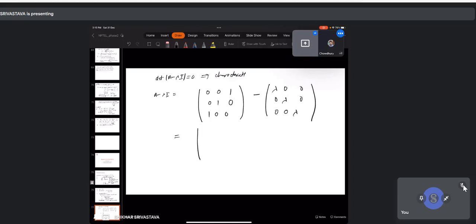So you'll get minus lambda, 0, 1. Please tell me if I'm writing something wrong. So 0, this will be, I think, 1 minus lambda, 0, and then 1, 0. Am I right? Yes, sir. Okay, so you just find the determinant of it equal to 0.